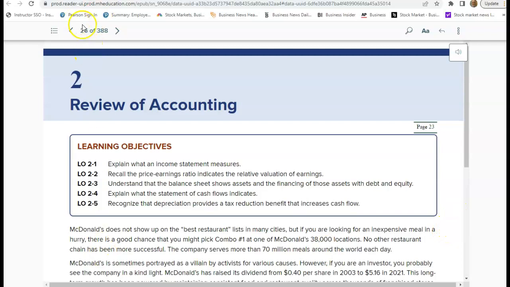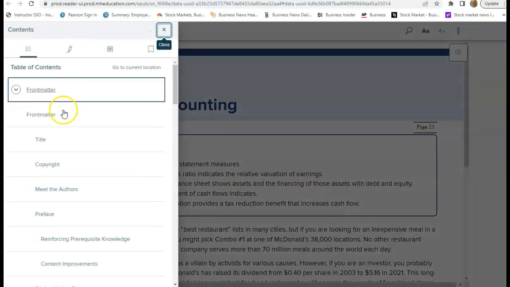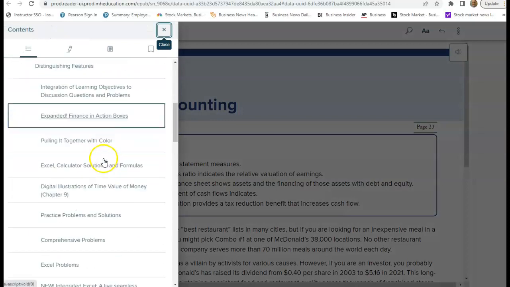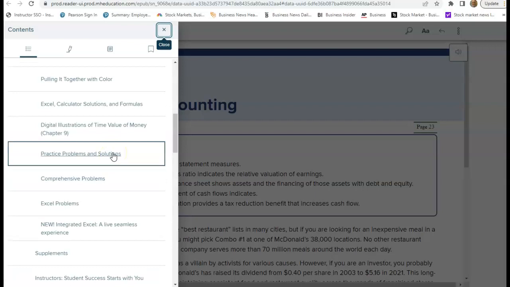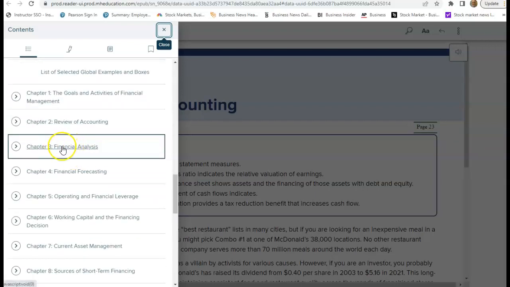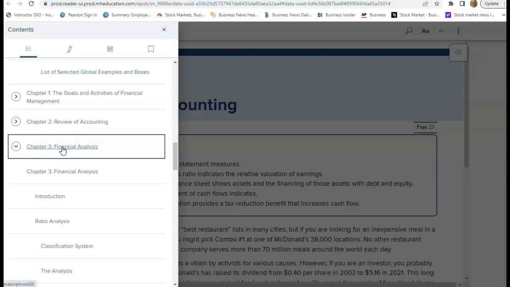Let's go ahead and look at chapter 3. I'm going to open up the table of contents because it's the easiest way to get around, and you have to dig in a little bit to get to it. Here's chapter 3. We're going to start talking about financial analysis. So let me pull that up.